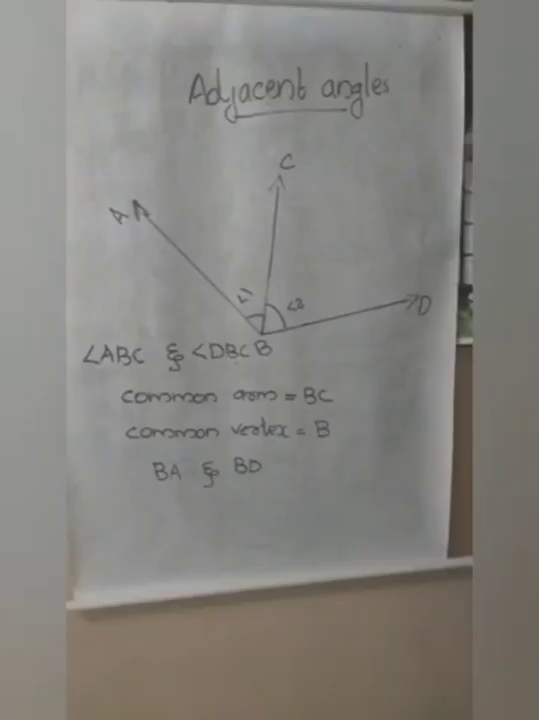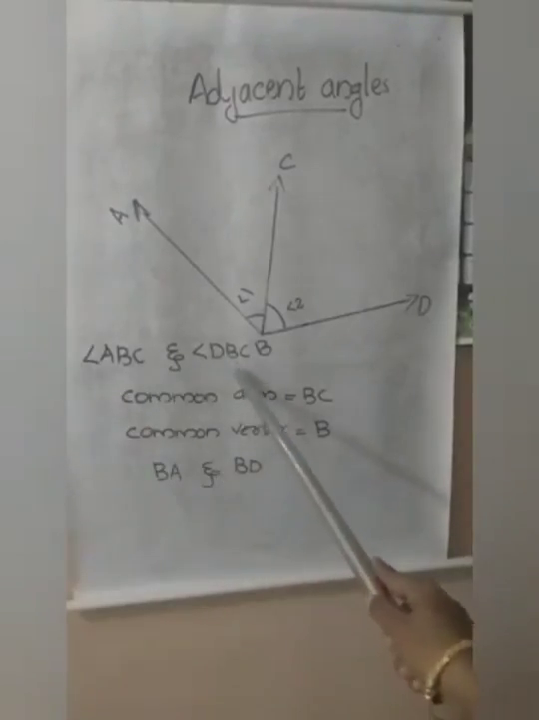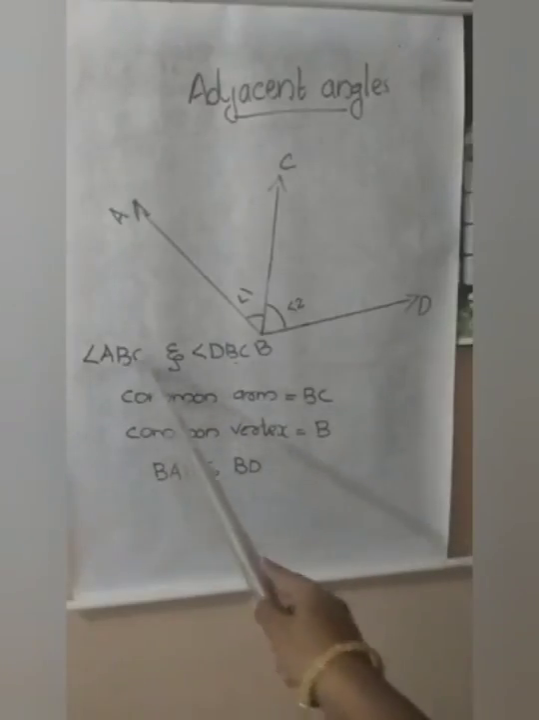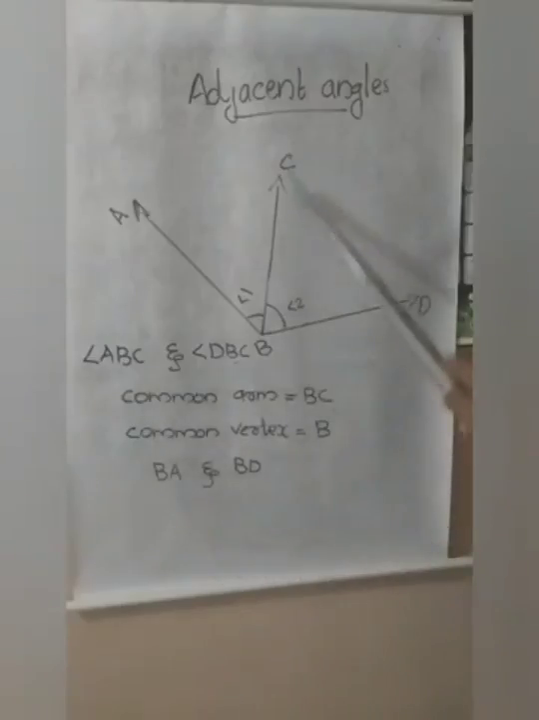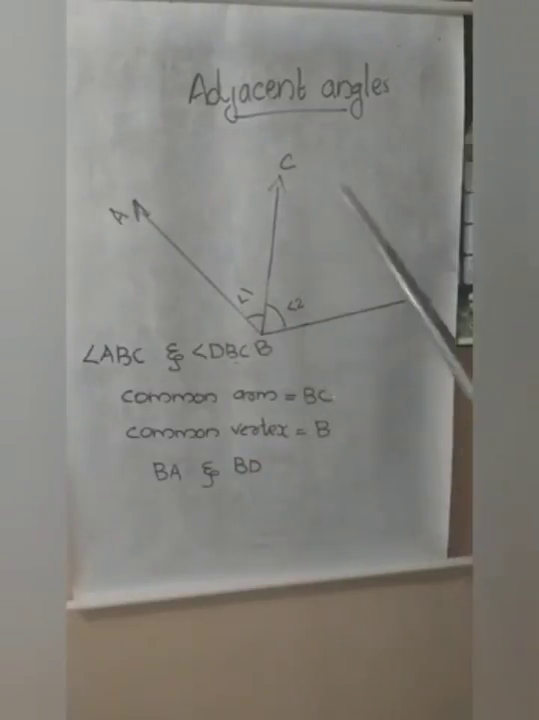So, which are the two angles here? Angle ABC and angle DBC. Now, from this, which is the common arm? BC here. So, there is a common arm BC. Then common vertex B, and BA and BD are on either side of BC. So we can say angle ABC and angle DBC are adjacent angles.